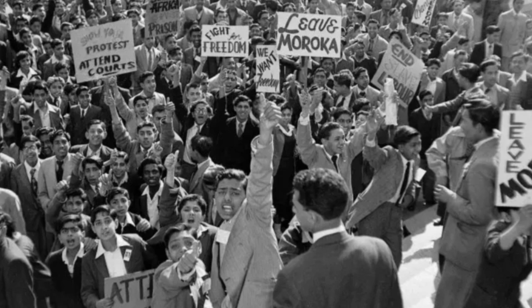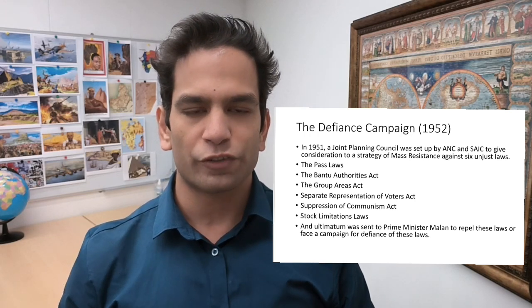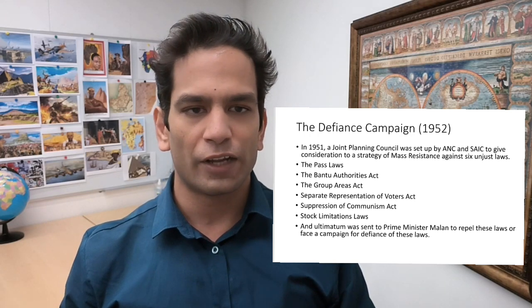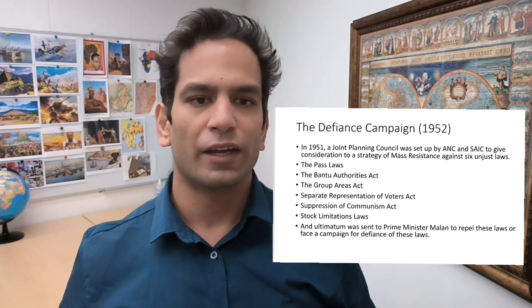The first main campaign against apartheid took place in 1952. At the end of 1951, a joint organizing committee made up of the African National Congress and the South African Indian Congress planned a campaign against six unjust laws passed by the apartheid state. The six laws were the stock limitation laws, the pass laws, the Separate Representation of Voters Act, which sought to eliminate the coloured franchise, the Bantu Authorities Act, the Suppression of Communism Act, and the Group Areas Act.